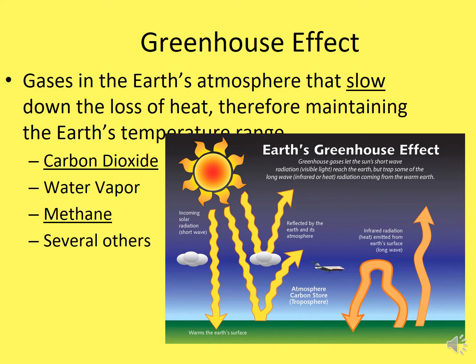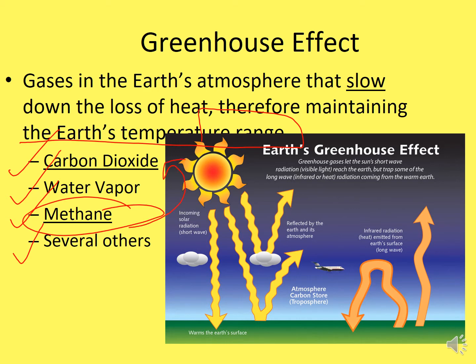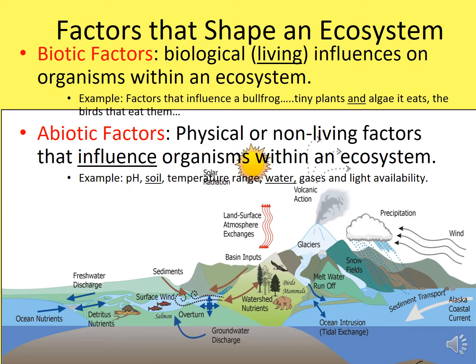So the greenhouse effect: gases in the Earth's atmosphere that slow down the loss of heat, therefore maintaining the Earth's temperature range. Now there are some factors with that. We have carbon dioxide, water vapor, methane, and several others. Now I will need you to make sure you understand methane. Methane is going to be a big, huge factor on your test, and we're going to go back to carbon dioxide.